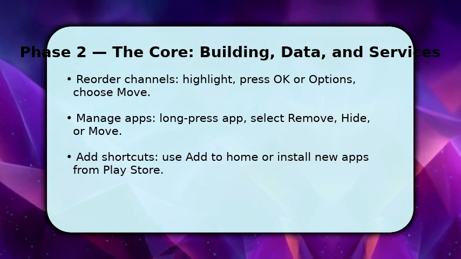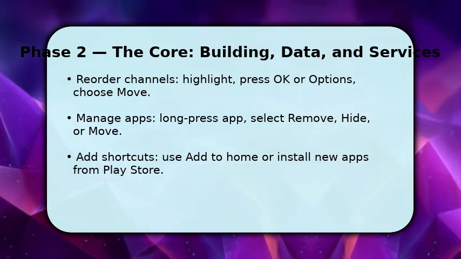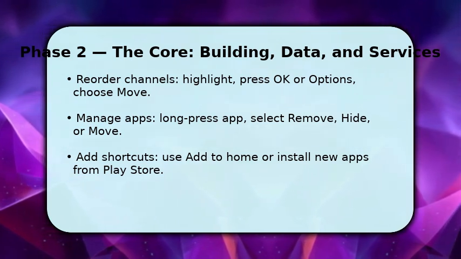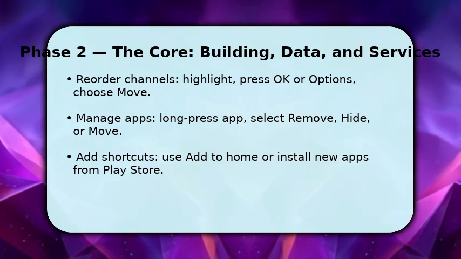To add shortcuts, open the Play Store or App Drawer and select Add to Home. This ensures your most used services are one click away. Finish by polishing the look and saving changes.